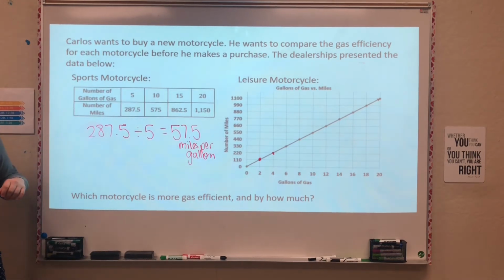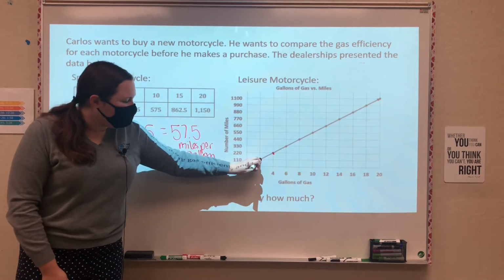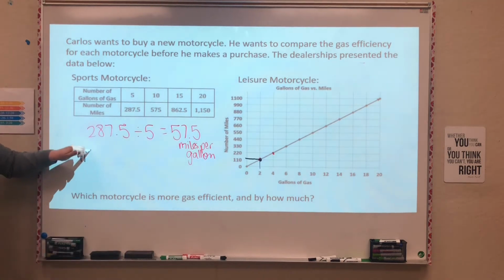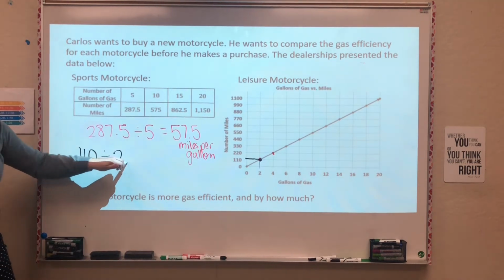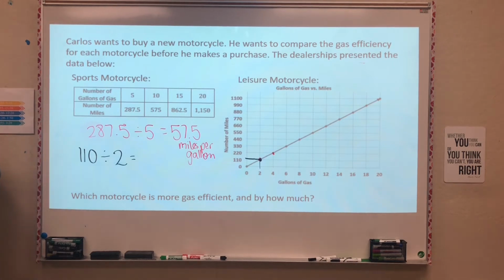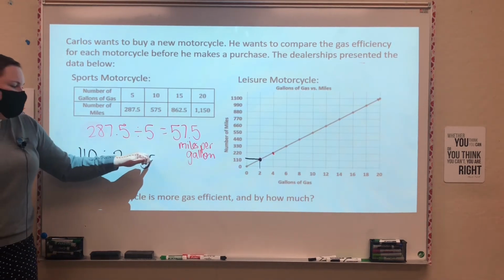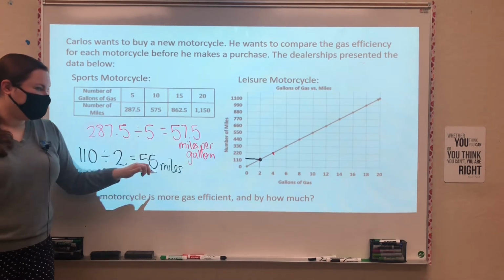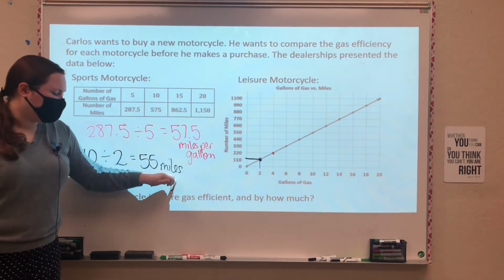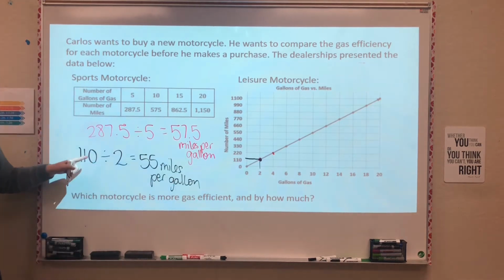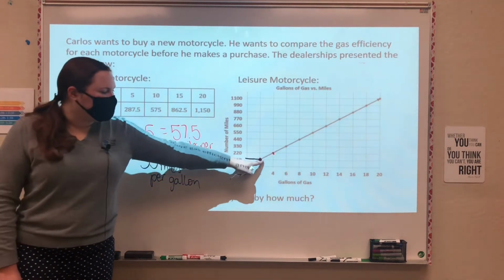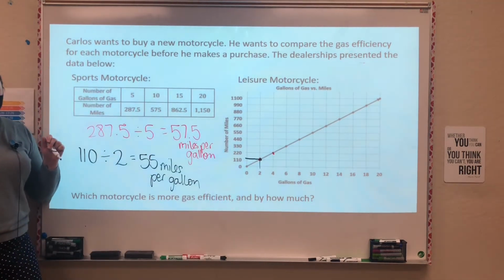110 divided by 2. Where are those numbers coming from? The leisure motorcycle. At this point right here, we've got 110 miles for 2 gallons. 110 miles divided by the 2 gallons is 55 miles per gallon. We divided the miles by the number of gallons to get miles per gallon. Now you chose this point. Did we have to use that point? No.